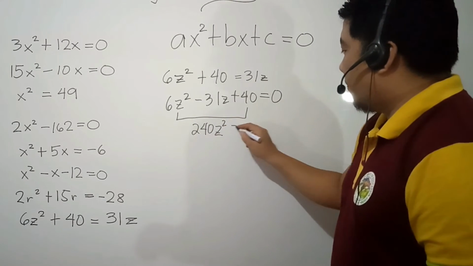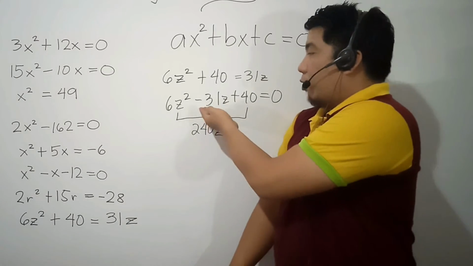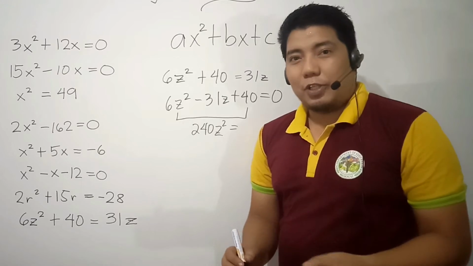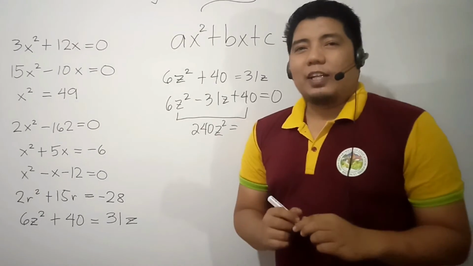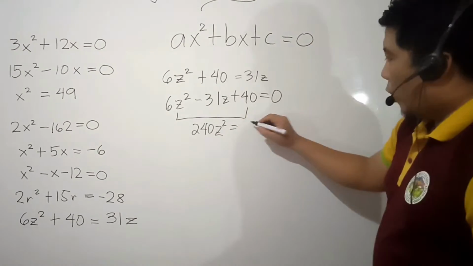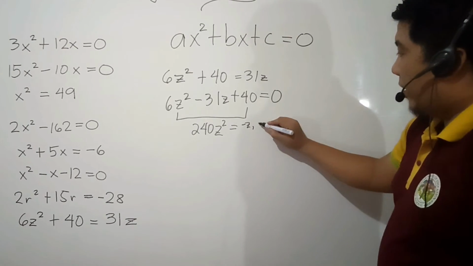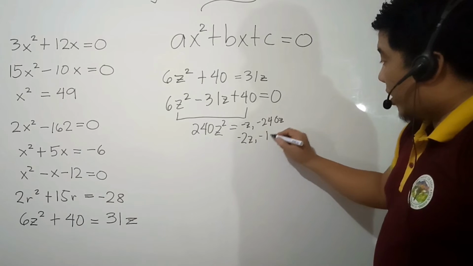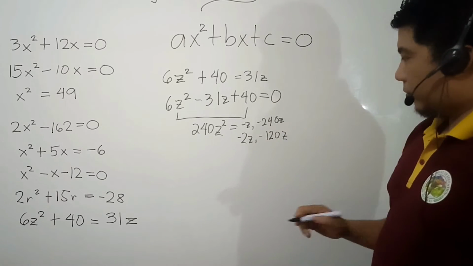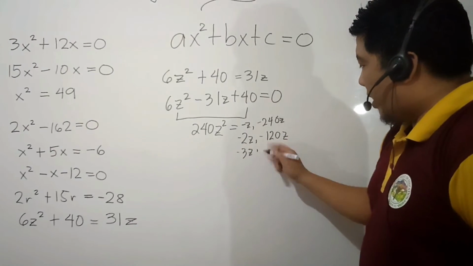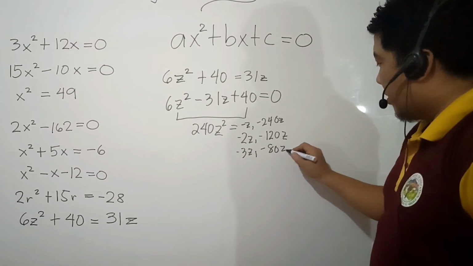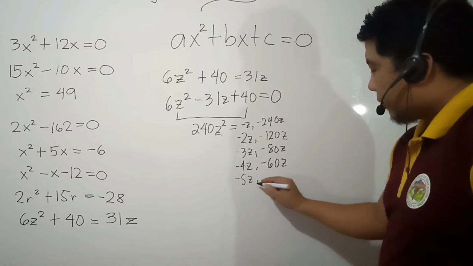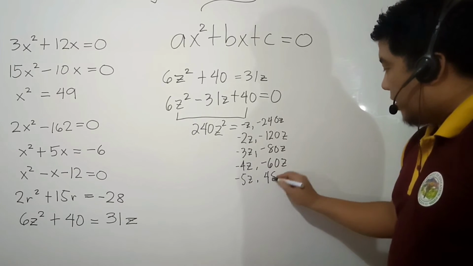240z squared. Now, since we are talking about a negative middle term here, we will just consider negative pairs. So what are the factors of 240? We have negative z and negative 240z, right? We have negative 2z and negative 120z. We have negative 3z and negative 80z. We have negative 4z and negative 60z. We have negative 5z and negative 48z.